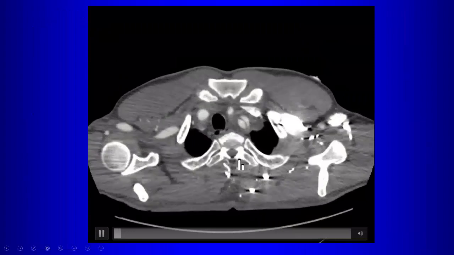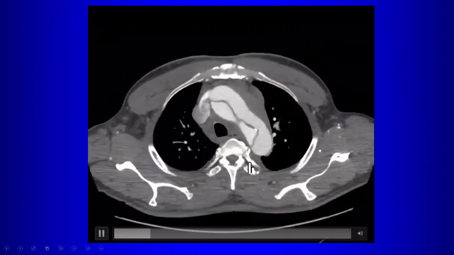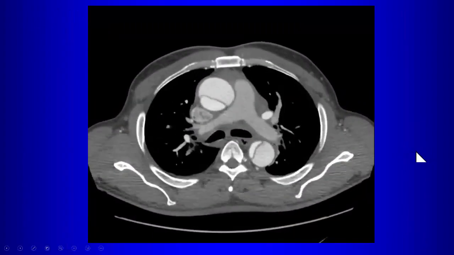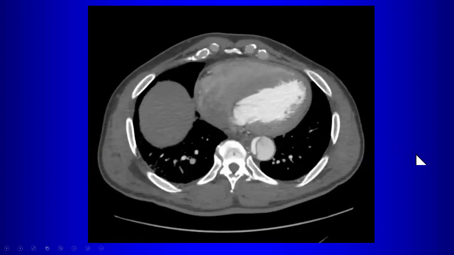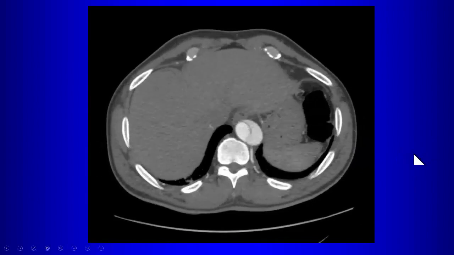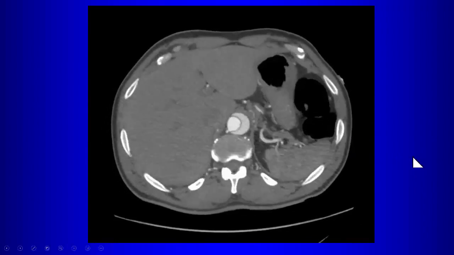Okay. All right, so another dissection here. So we'll go through this a few times. So tell me what kind of dissection is this, and can you identify where the entry tear is?